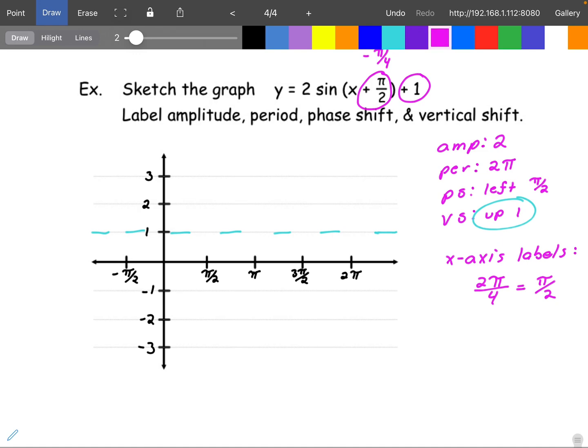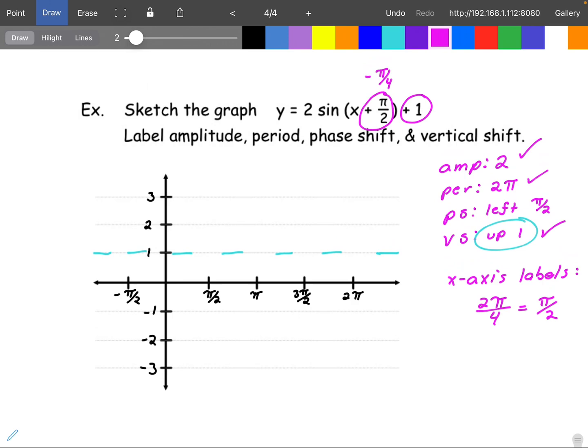Okay, so we have taken care of the period by labeling our axis. We know that our graph is going to be twice as tall, so instead of going up 1, it's going to go up 2 and down 2. We've taken care of this. The only thing that we really have left to worry about is making sure that we begin in the right place. So since it's left, oh, why do I have a 4 up there? Man, that should be 2. Pi over 2. So it's going to begin at pi over 2.